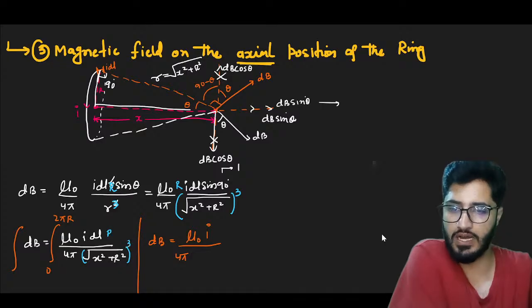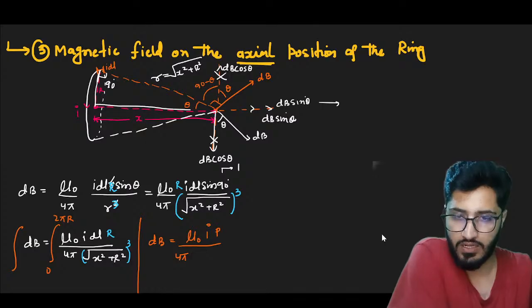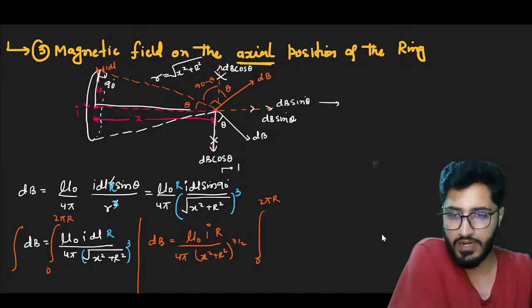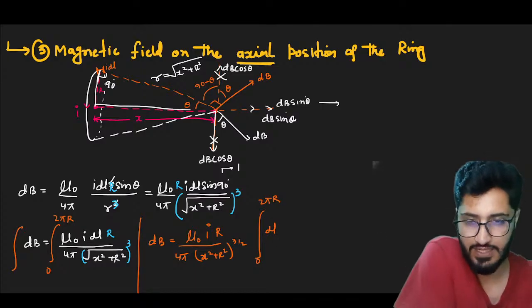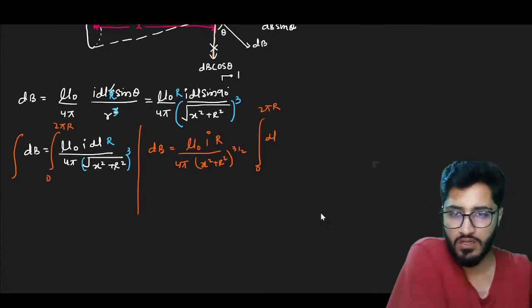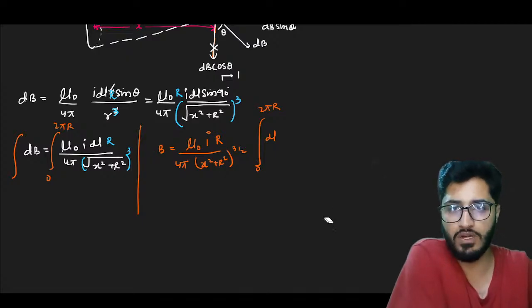Here we are having r now. So I can write nu naught I into r. So we are having x square plus r square to the power 3 by 2. It is 3 by 2 constant. Integration of, we are having r dl. Integration of dl. So okay, here it is B only. So I can write B.